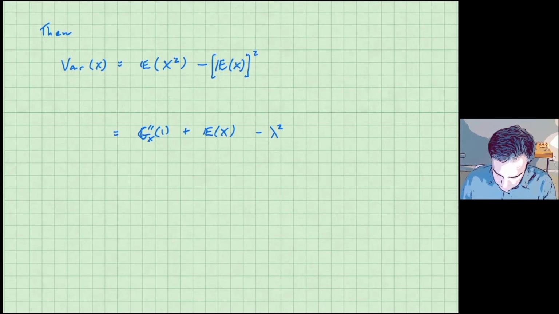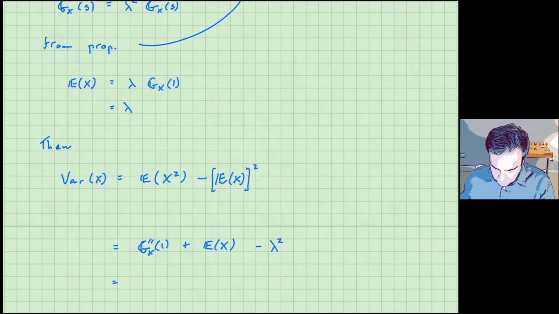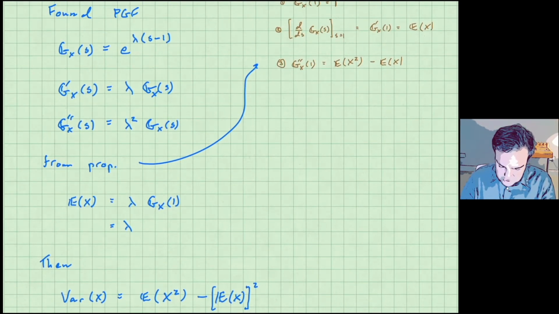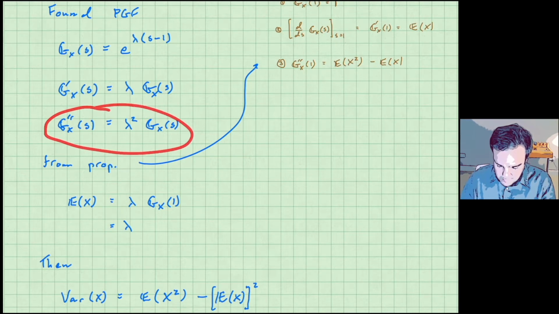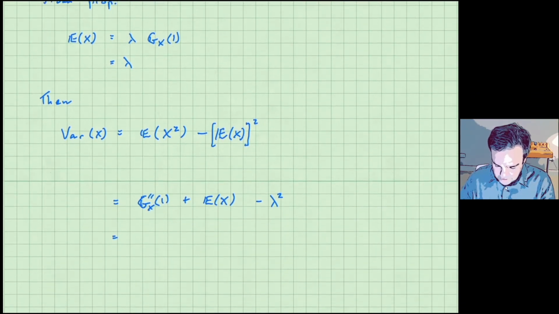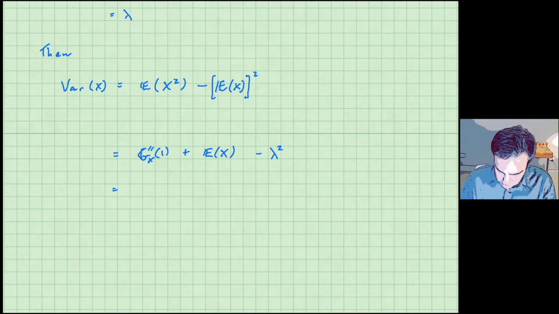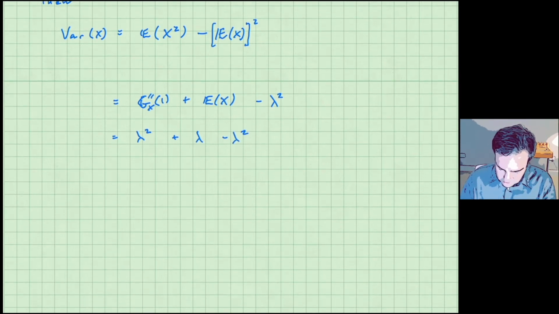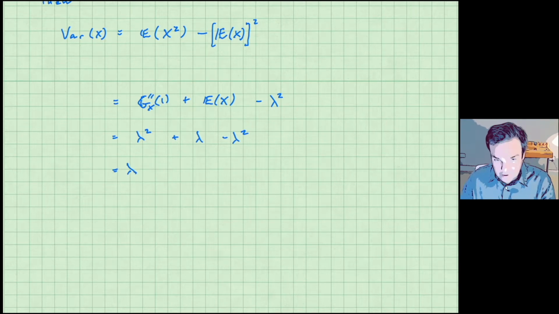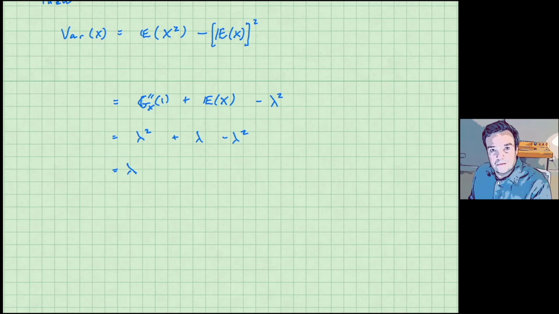And so now we just go up and look at what is the second derivative of the probability generating function. That's right here. So if we put in s equals 1, that gives us back lambda squared. So we've got lambda squared plus lambda minus lambda squared. And therefore we get back lambda, which is one of the kind of interesting aspects of the Poisson distribution. Its variance and its expected value are the same. That again should be a very familiar result to you.